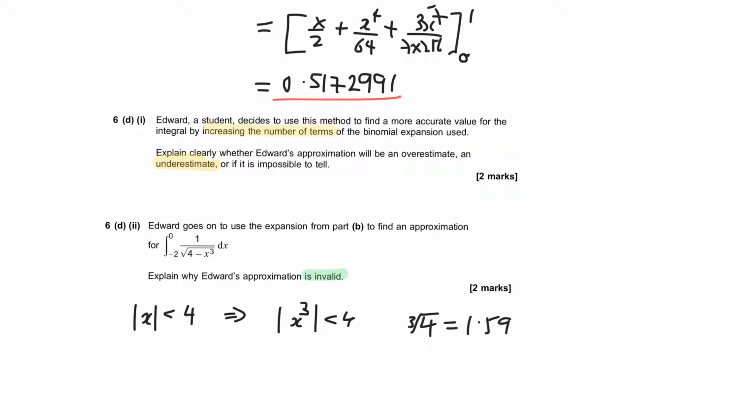So we can't use this approximation for an integral that starts at -2. -2 is outside of this range of valid x values. So the approximation we're using is not valid at x equals -2, so Edward can't use it to evaluate his integral.